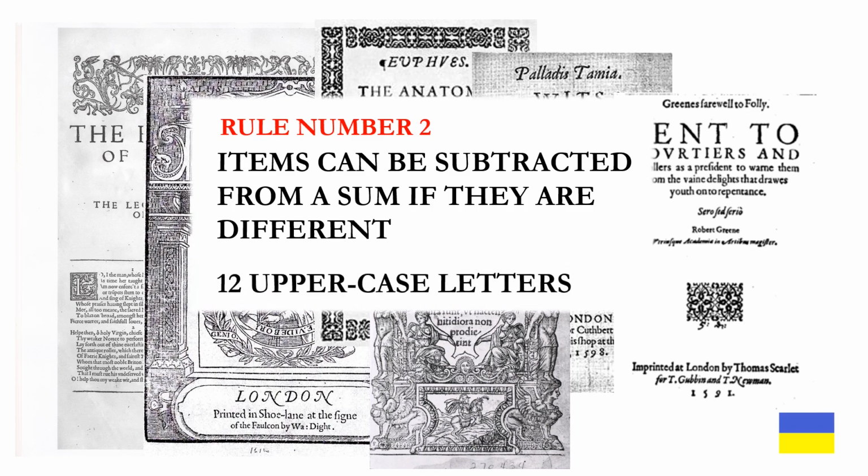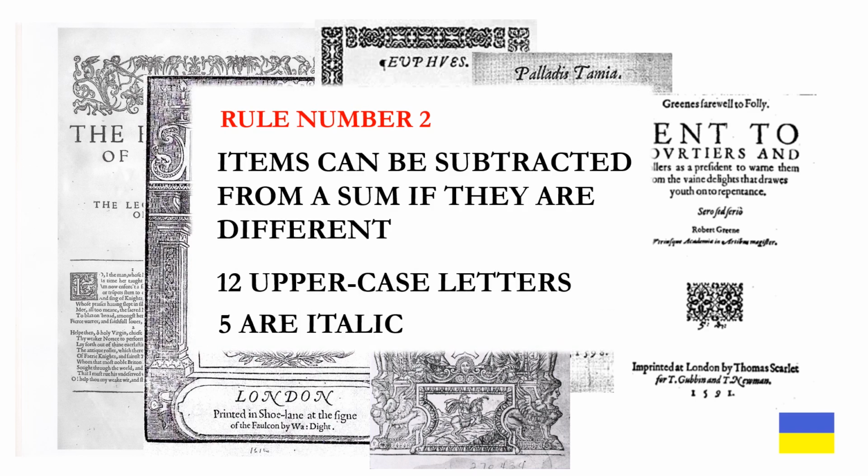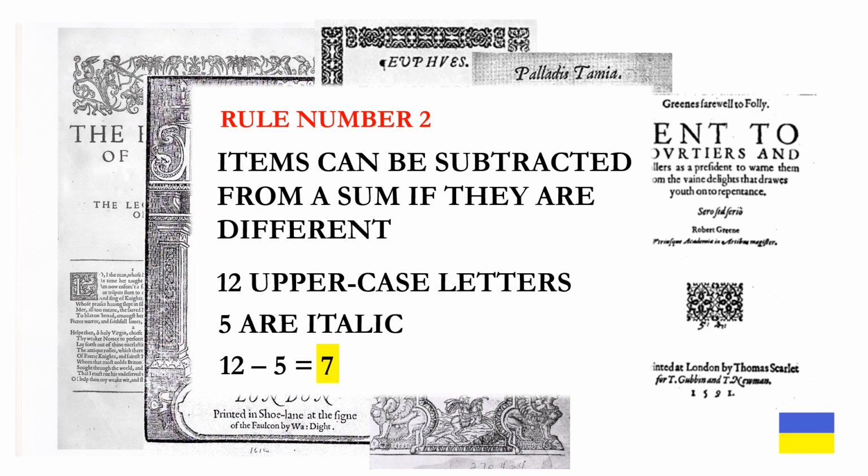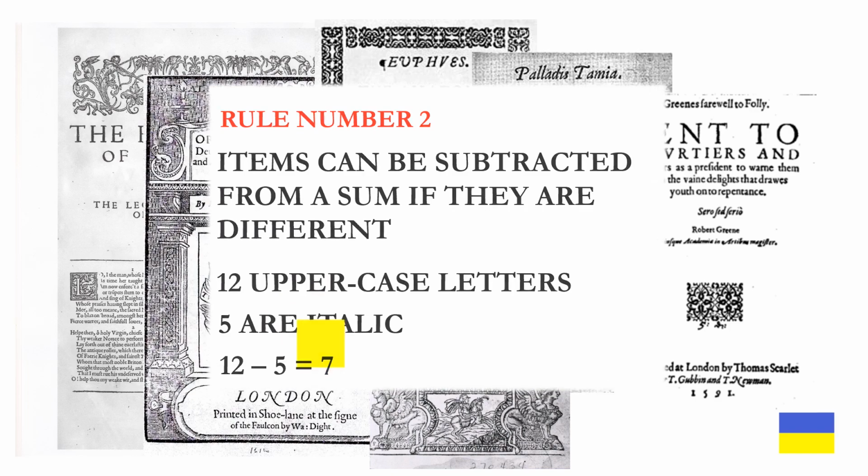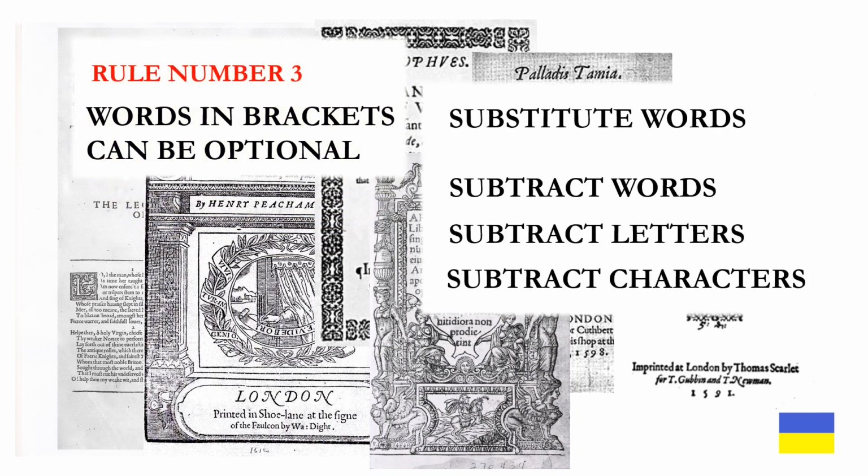Let's say we have 12 uppercase letters in a text. 5 of them are italic. Subtract 5 from 12 to get 7, and 7 is your target number. Rule number 3, words in brackets can be optional. That means you can substitute words in the brackets for other words.